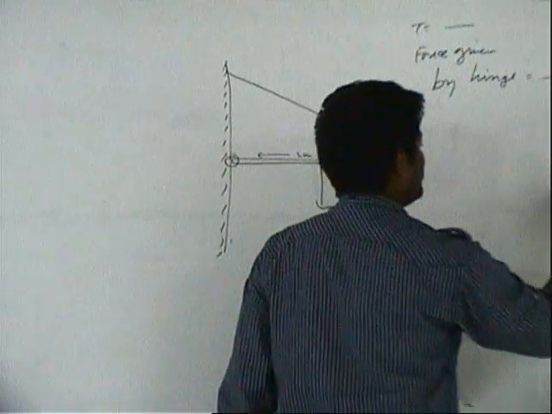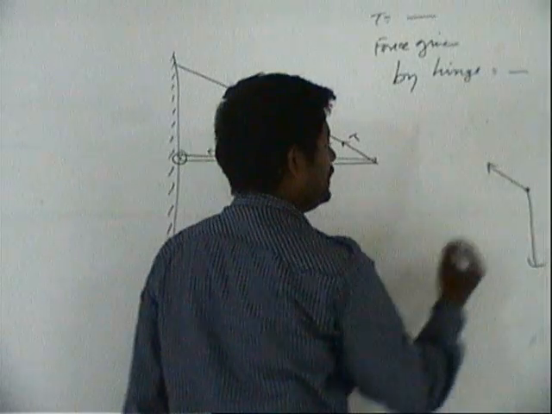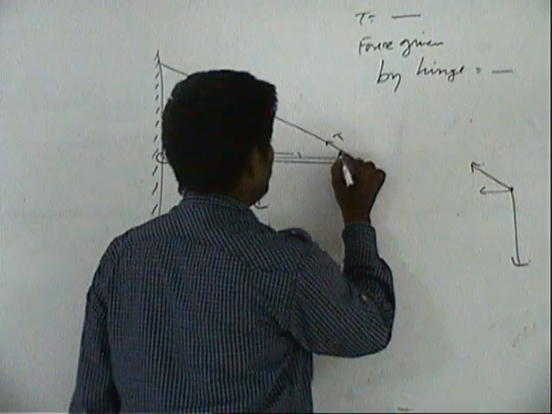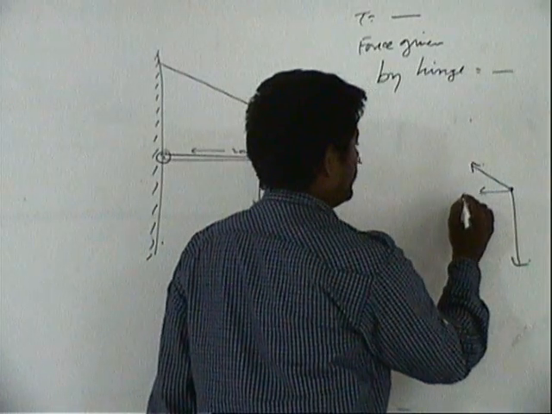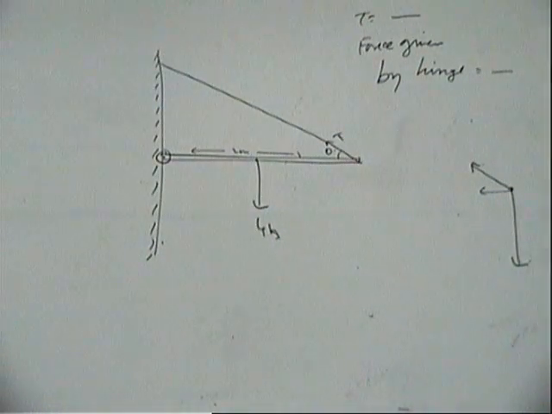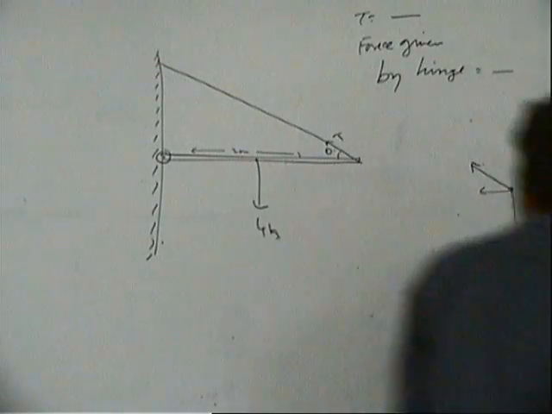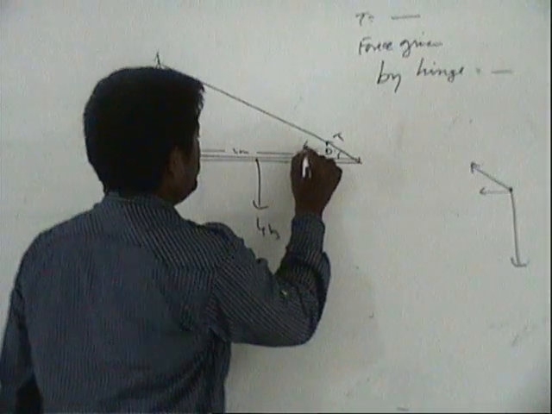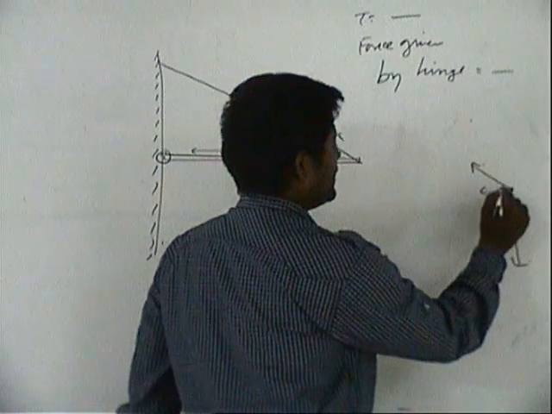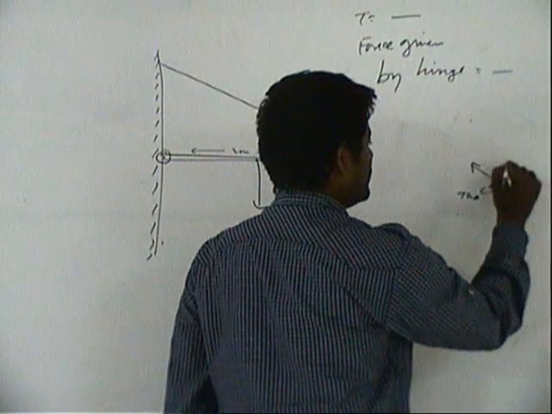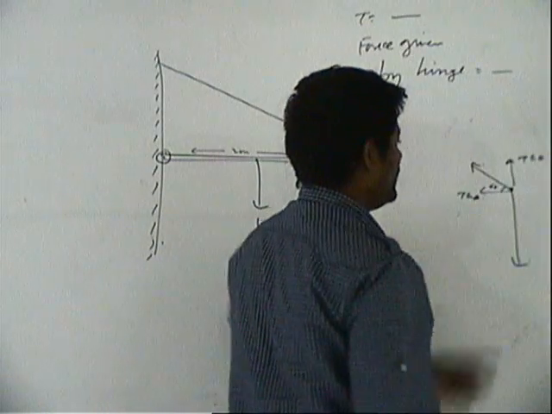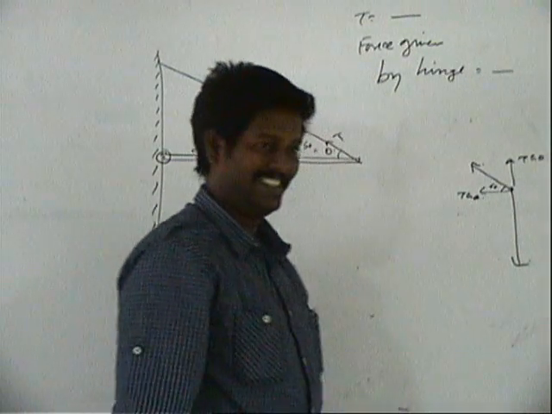tension is in this direction. Definitely, this will have a component at an angle theta here. I have taken the angle as 60 degrees, you can take that, for example. Okay, theta is 60. Now, if you take 60, definitely the component is T cos theta, and this is T sin theta. T sin theta is less than mg, definitely.